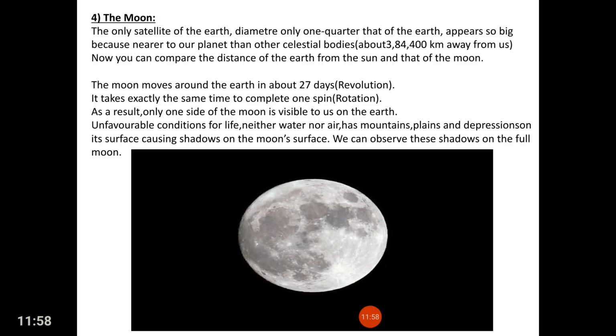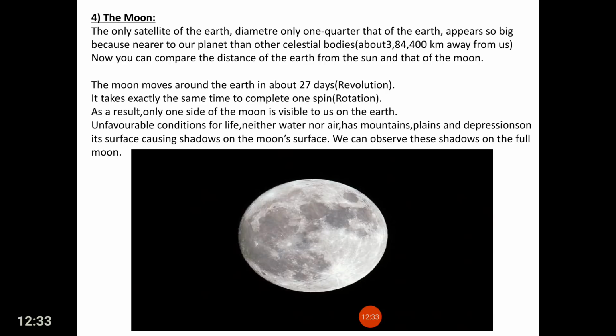Then we will learn about the Moon. It is the only natural satellite of the Earth. The diameter is only 1/4 of the Earth, so it appears big because it is nearer to our planet. And the distance of the Moon is 3,84,400 kilometers from us. The Moon moves around the Earth in about 27 days of a revolution. It also takes exactly the same time to complete one spin, that is one rotation.